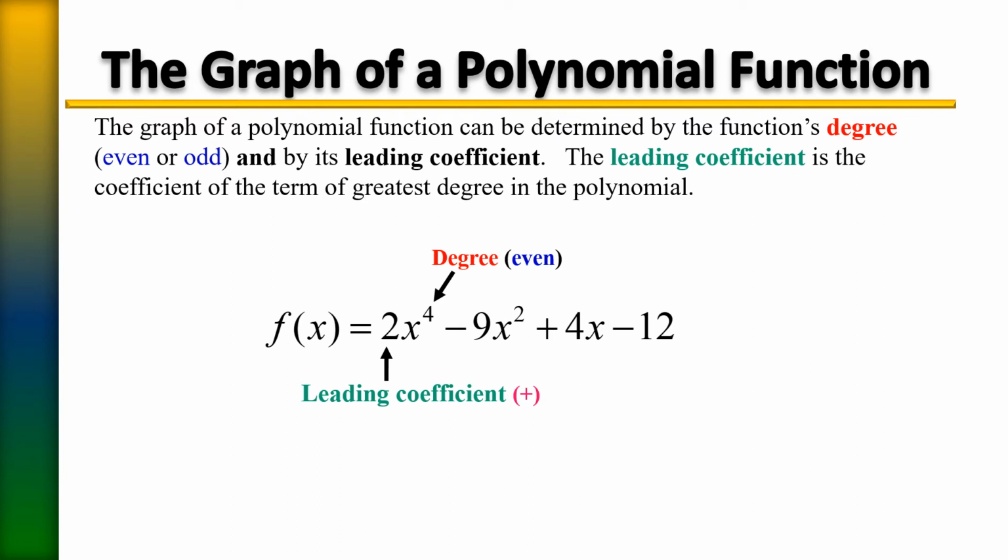We'll talk about those things in the coming slides, but for now, all you need to know is to be able to identify the degree of a polynomial function. That means, out of all the terms within the polynomial, whichever term has the highest degree is the degree of the polynomial. And the coefficient of that term is the leading coefficient.